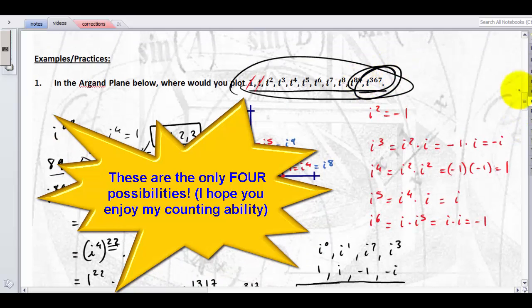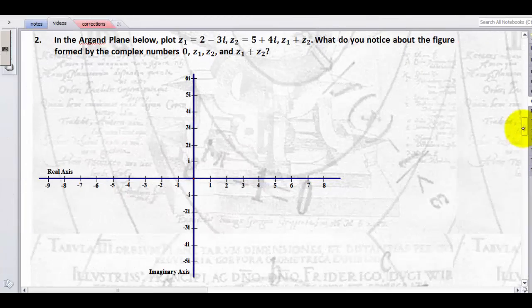Very, very simple. Okay, let's move on to the next application of the Argand plane. So in this example, I will want to add complex numbers. Okay, so first let's fetch them. 2 minus 3i, so 2 and minus 3i is right here. Here is z1. And then we have 5 plus 4i, 5 and 4i is right here. And this is z2 right here.